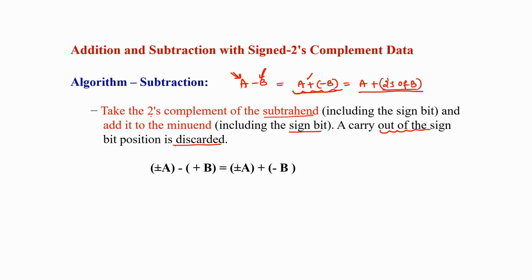Look here, plus or minus a, minus plus b. It means, how do you do this plus or minus a minus of plus b? Plus or minus a plus of minus b. How do you take the minus b? The 2's complement of plus b will give you minus b. Same logic. Here you look, plus or minus a minus of minus b. It means that minus of minus we can call plus. So we have to perform the addition only, right?